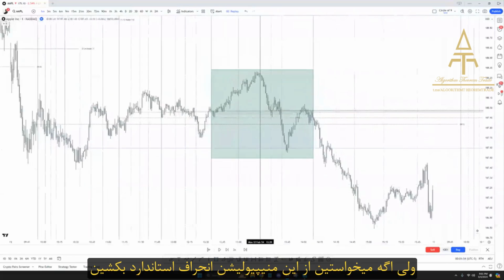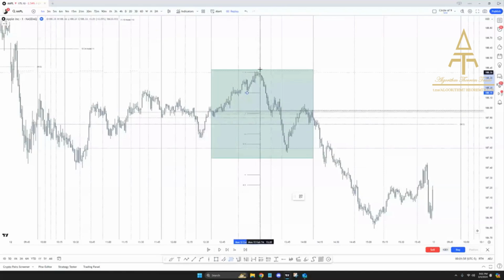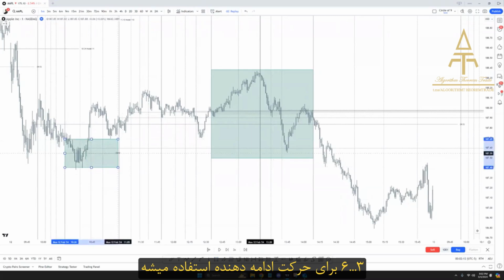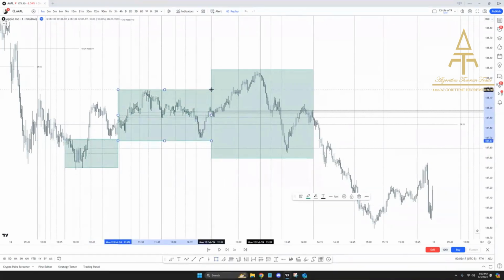But if you were to just use a standard deviation off that manipulation, then we could target -4. But what happened here? What's going on? Again, 3, 6 is used for continuation. See that, right? And then 9, distribution.